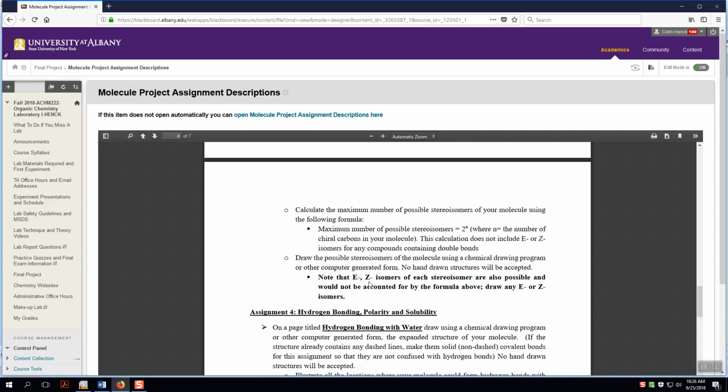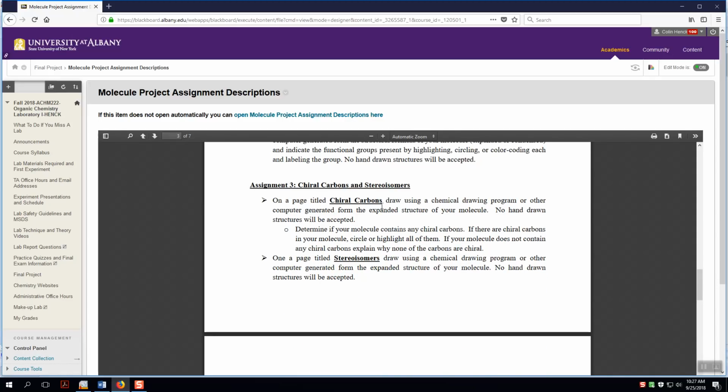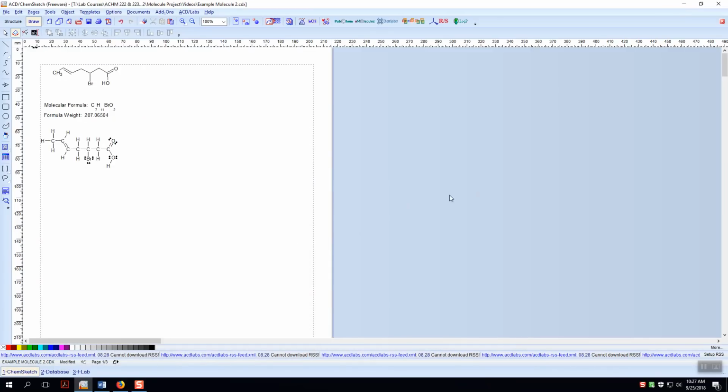So let me do this with my example molecule to give you an idea of what's going on here. At the same time, I also want to show you some of the power of ChemSketch. Here it's good. In a few minutes, when we get to the hydrogen bonding, you're going to think it's not so good, but I'll show you how to work around that problem. So let's take a look again at assignment 3 first, chiral carbons and stereoisomers.